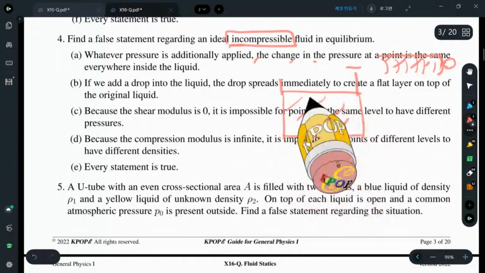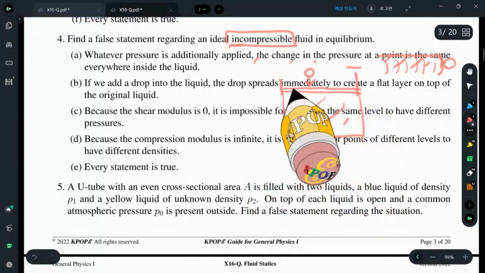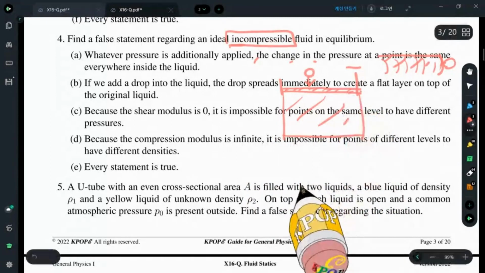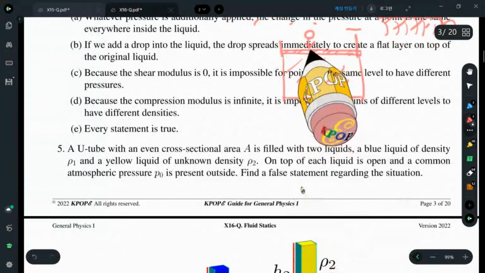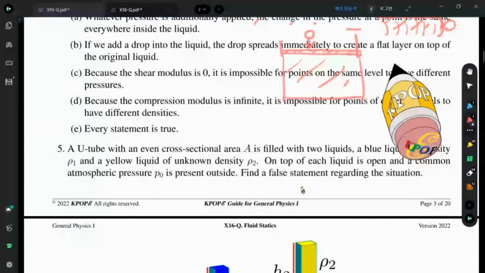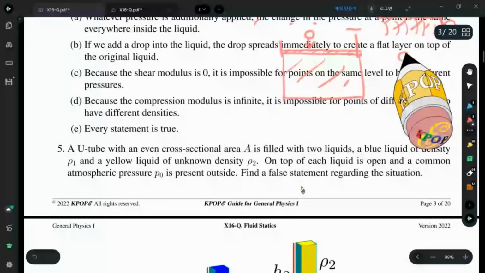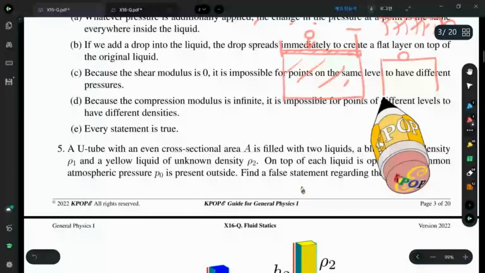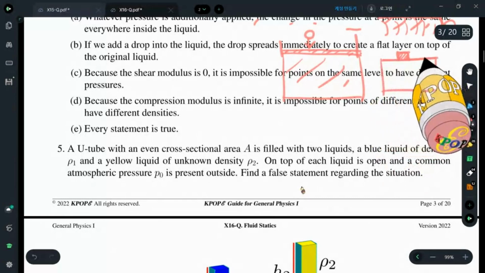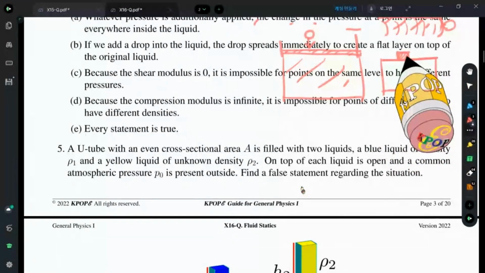There's a container with a liquid. A drop pours down, and immediately it becomes flat and reaches an equilibrium. If it is not an ideal fluid, for example, if it has a viscosity, then this drop will stand up on top of the flat surface of the liquid. So it is not an ideal liquid in that case.